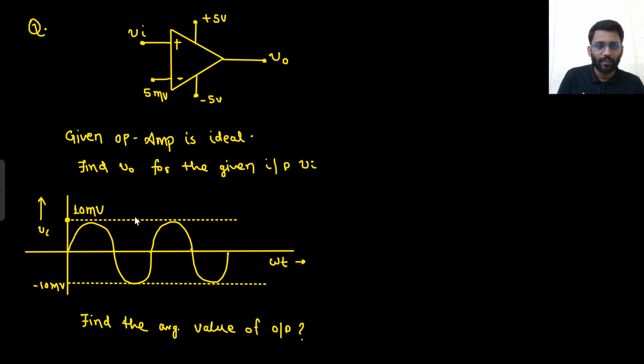OpAmp is ideal. This time OpAmp is ideal. You need to find V naught for the given input, and then you need to tell the average value of output. Average value of output.